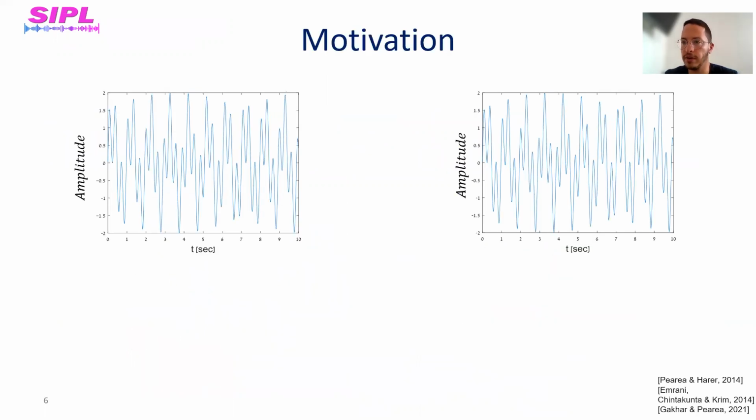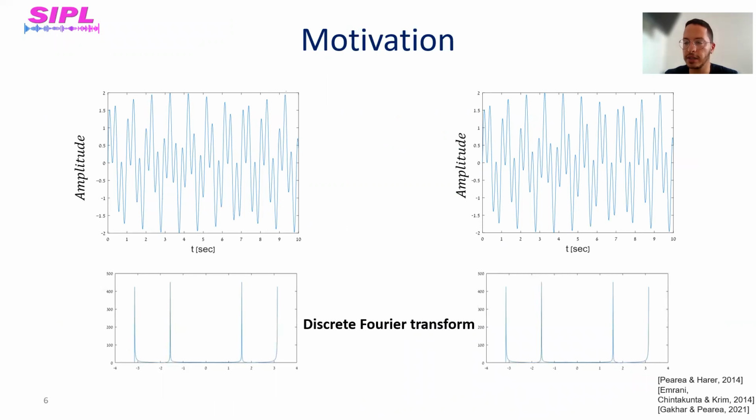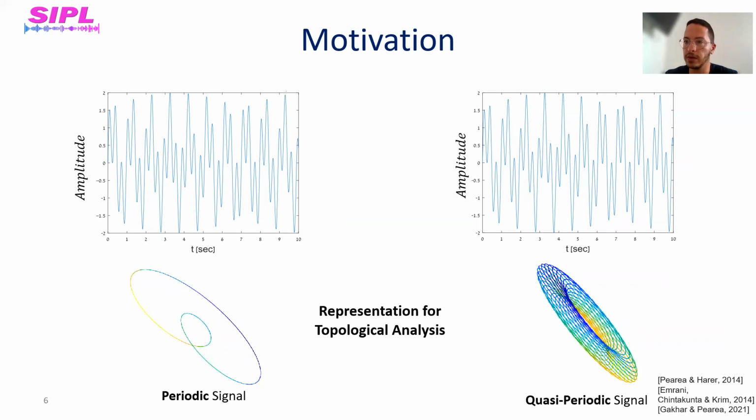So a bit of motivation before we continue. We have here 2 similar looking signals, their amplitude over time. And when we compute their discrete Fourier transform, we also receive similar results. However, when we compute their sliding window embedding transformation, we receive 2 different shapes with different topological properties. And indeed, the left signal here is a periodic signal, and the right signal here is a quasi-periodic signal, meaning it's almost periodic. This was the motivation for some earlier studies that you can see here below, where topology was used to detect periodic patterns in signals.